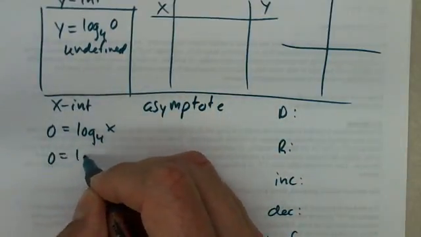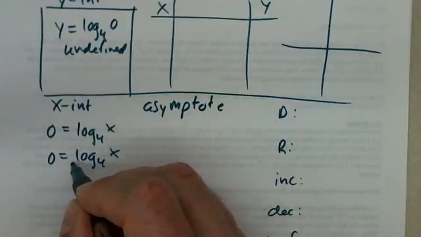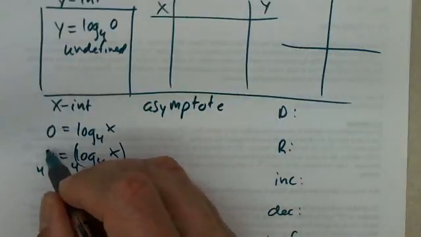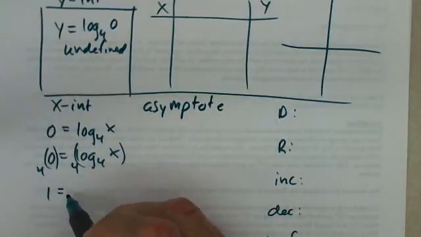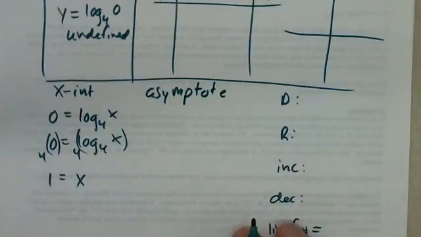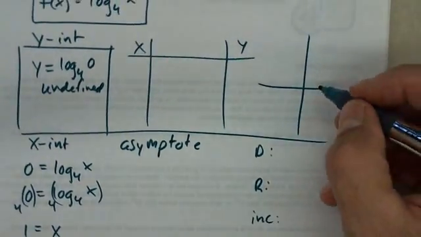So we want to make 4 the base of each side. This is the exponent of 4. 4 to the 0 is 1. 4 to the log base 4 of x is x. So we get x equals 1 for the x-intercept.